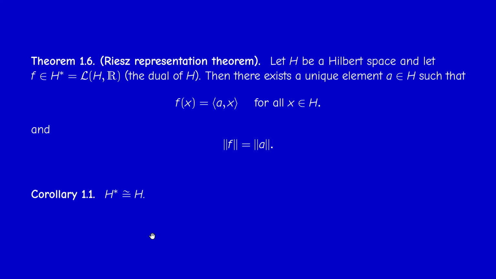We already identified two spaces already. The first result was we identified the set of bounded linear maps from R to E with E, where E was the normed space. And then we identified also the set of bounded bilinear maps with the space of linear maps into the space of linear maps. So we have so far three identification results, if you like.